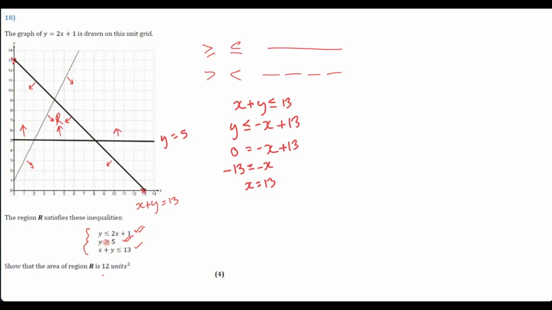And now it's saying, show that this area is 12 units squared. Well, this is just a triangle. So half base times height. So the base is 1, 2, 3, 4, 5, 6. So I'll just write 6 there. And the height is 1, 2, 3, 4. So let's go from there to there is 4. Half base times height, or 6 times 4 divided by 2 is 12 units squared. And that's done.